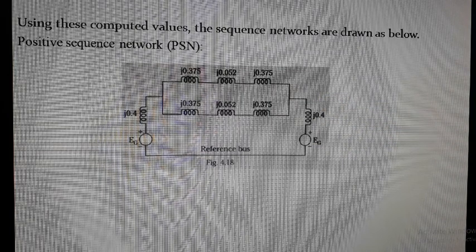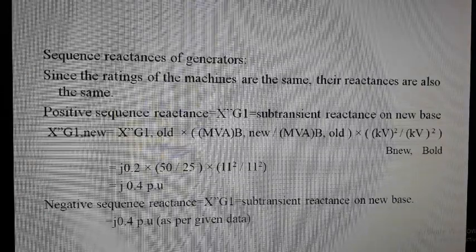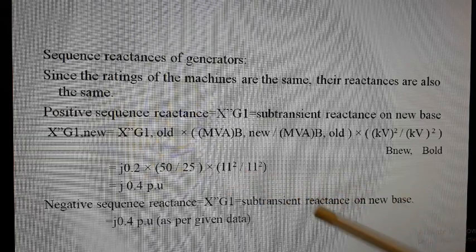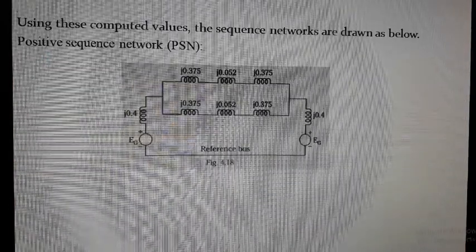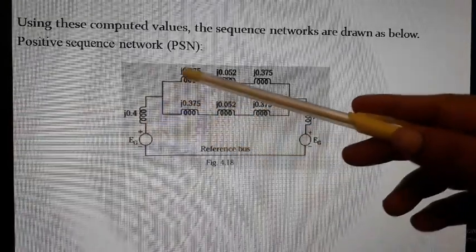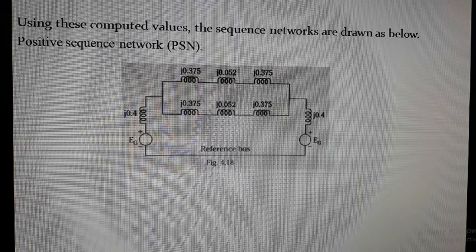And for the values, you take the generator reactance, the new generator reactance that we have found. It is j0.4. See, the positive sequence is j0.4. And for transformer 1, what we have found, all those positive sequence values you substitute over here.